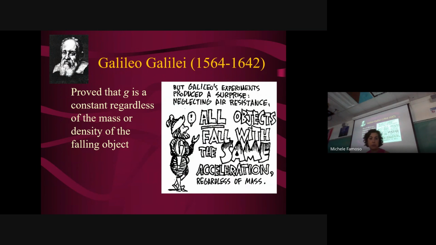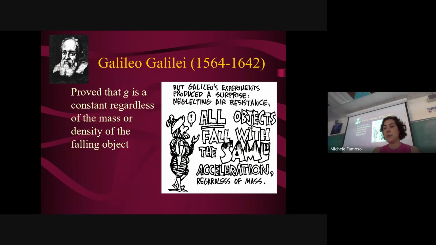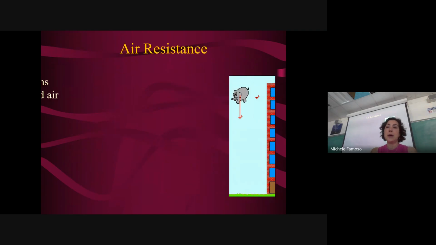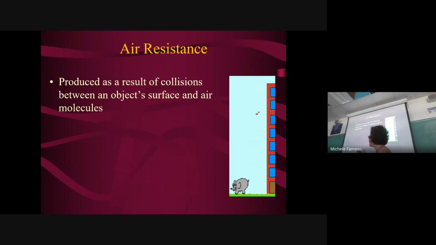Okay, let me try to get through the rest of this fairly quick. So that's the experiment that proved that all objects fall at the same rate. They all fall at the same rate regardless of their mass. So this last piece about air resistance, as I mentioned, I don't know that you have to write this down, but where does it come from? As I've said, it comes from the collisions between an object's surface and the air molecules.